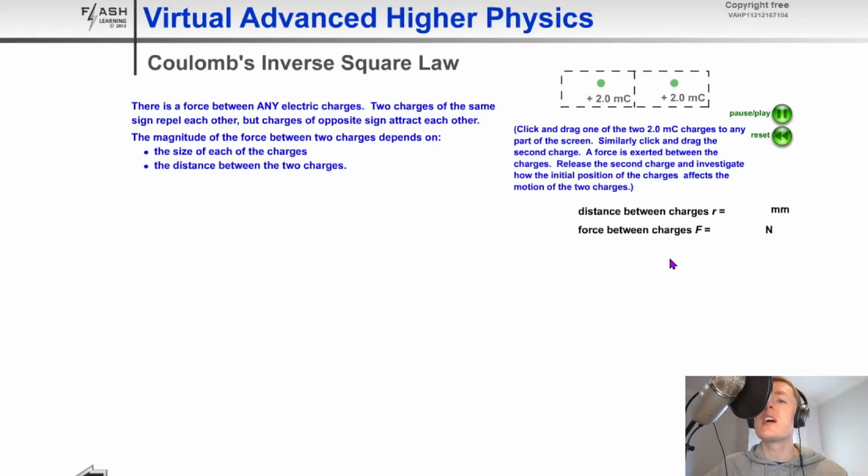We can also see this in this other simulation here. So if I have two 2 millicoulomb charges and I bring one over here and then the other one near to it, the two charges are positive, so they should both repel each other, so we should have a repulsive force here. And you'll notice the force just now is about 10 newtons, but if I let this go, you'll notice that the force rapidly drops off over here as the distance between the charges increases.